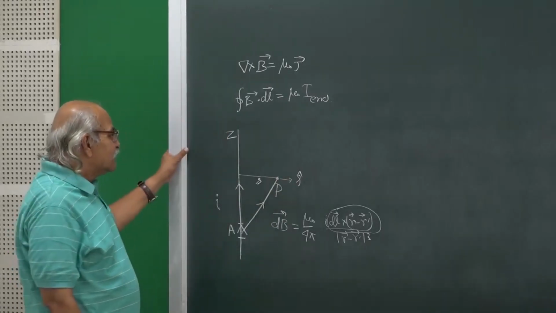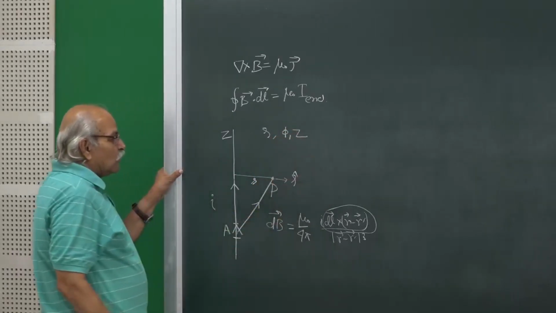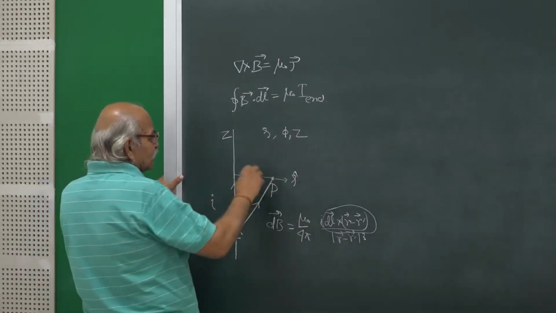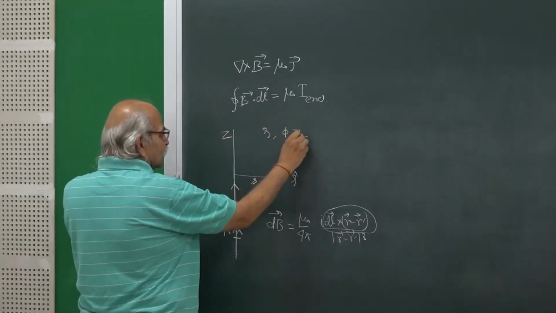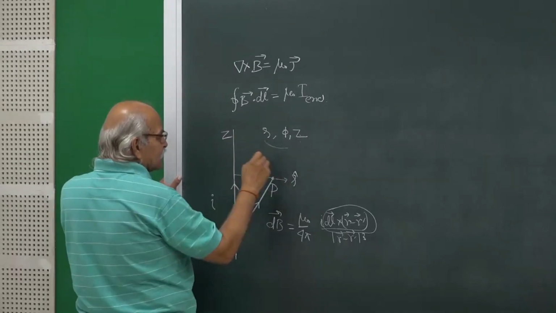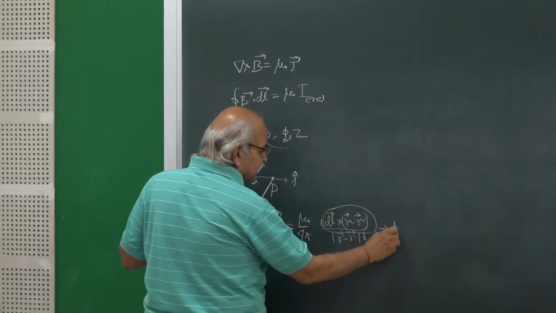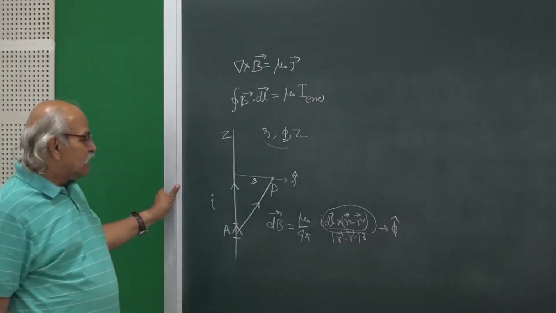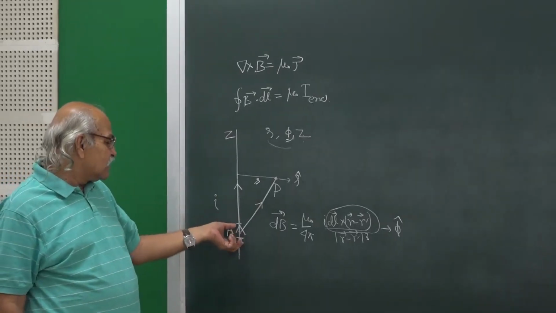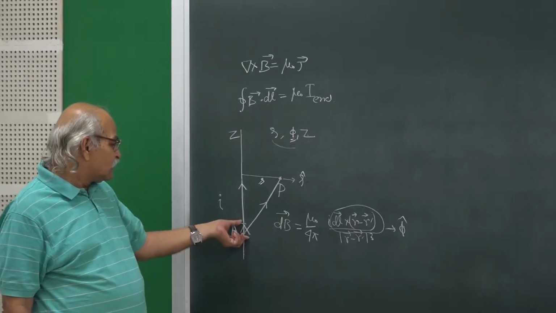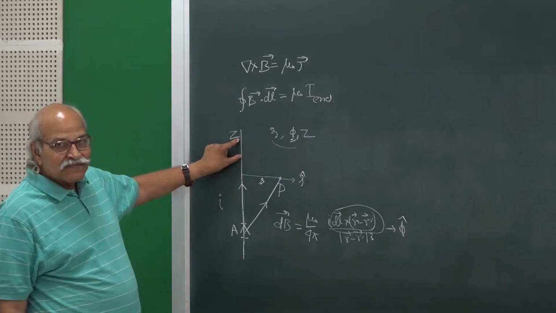This is Z, and then it is s, phi and Z. So going into the board is what? It is Z cross s, right? Z cross s will give you that direction, and that is phi cap. So the magnetic field due to this element is in the phi cap direction, and it doesn't matter whether you take the element here or here, it is the same story.